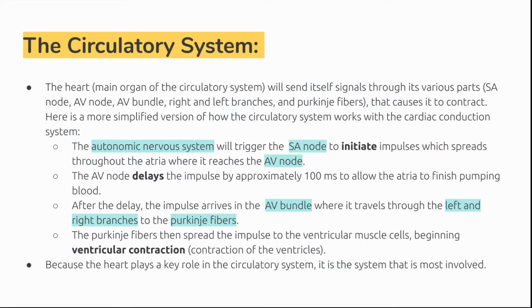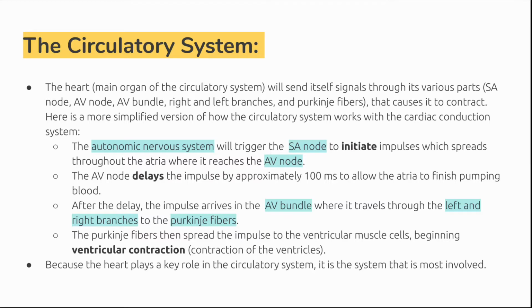The circulatory system includes the heart, which is the main organ of the system. It will send itself signals through its various parts, which include the SA node, AV node, AV bundle, right and left branches, and the Purkinje fibers. The various parts will send signals through it that will cause the heart to contract.